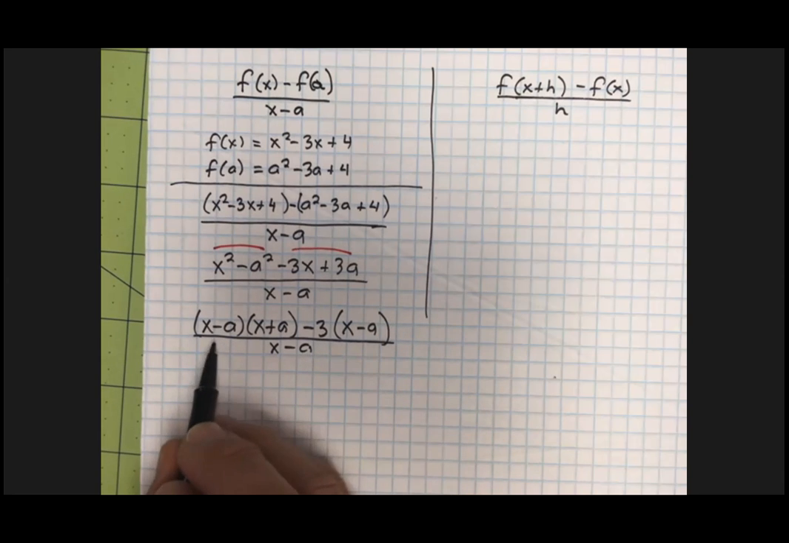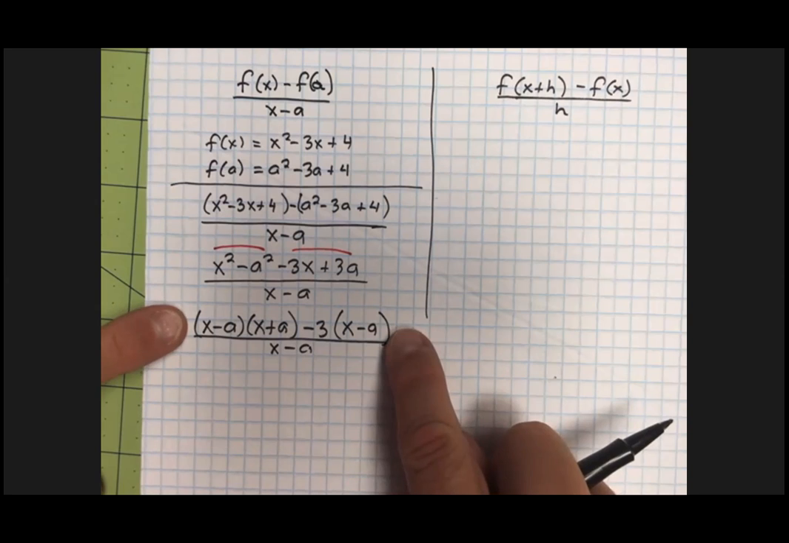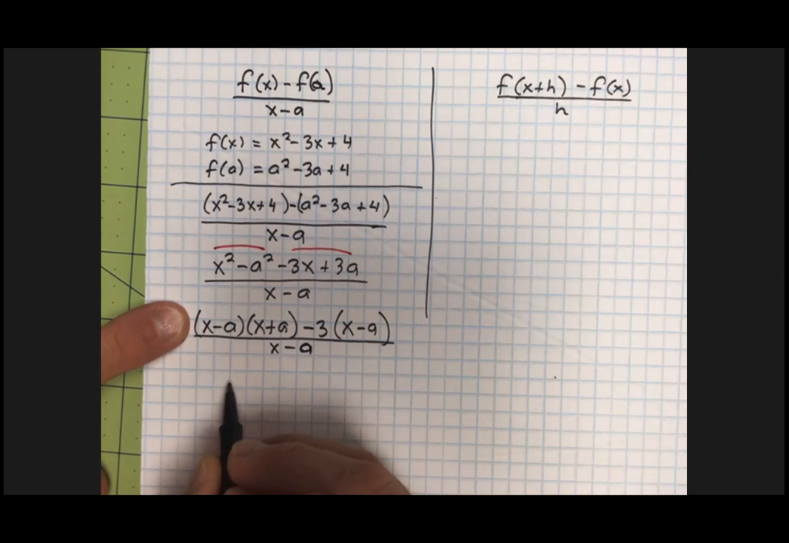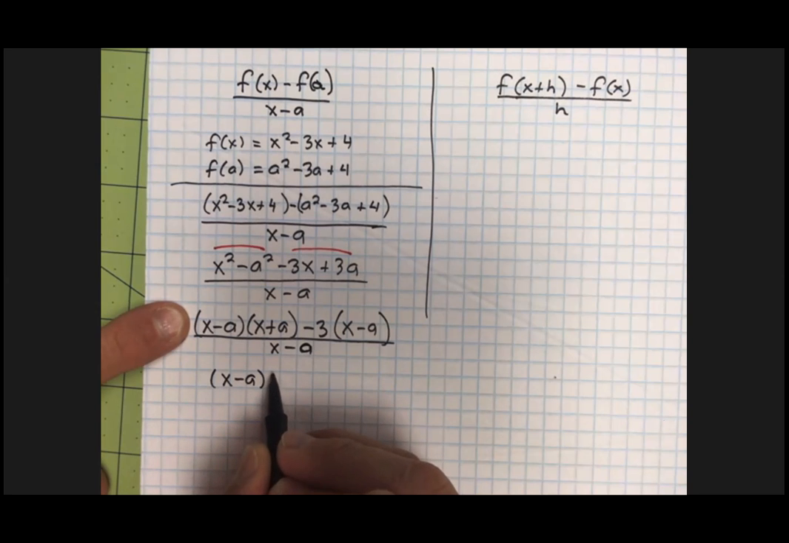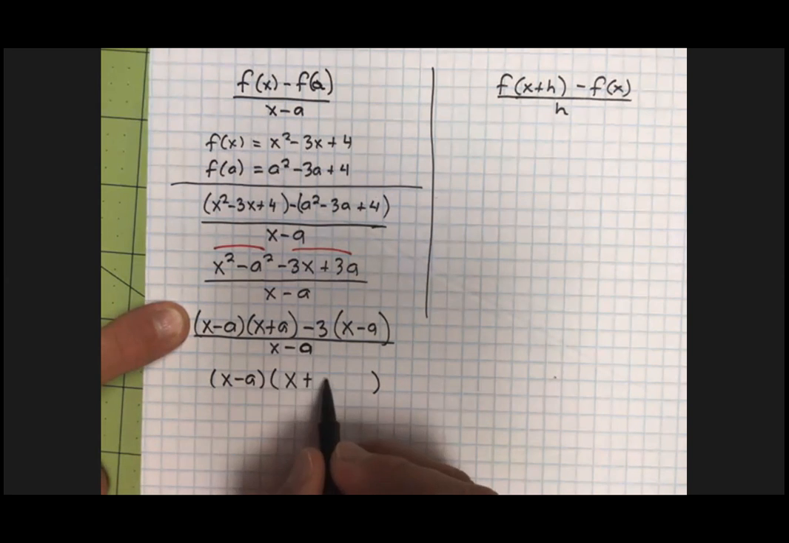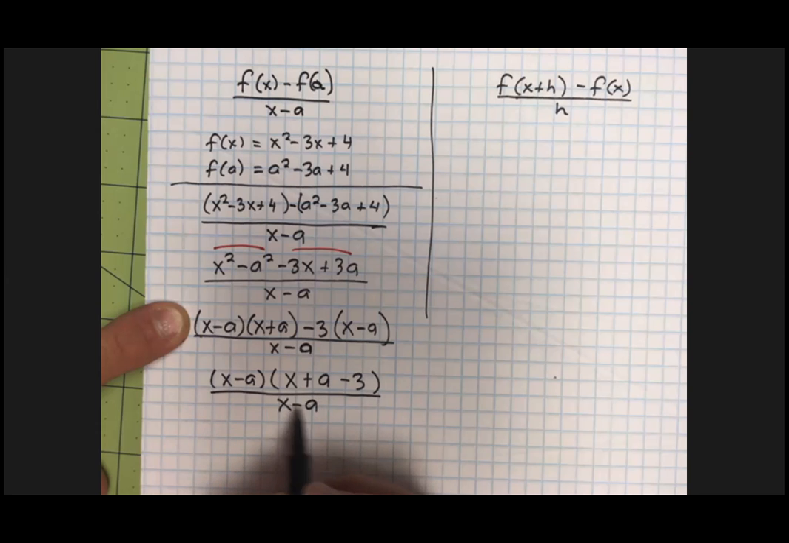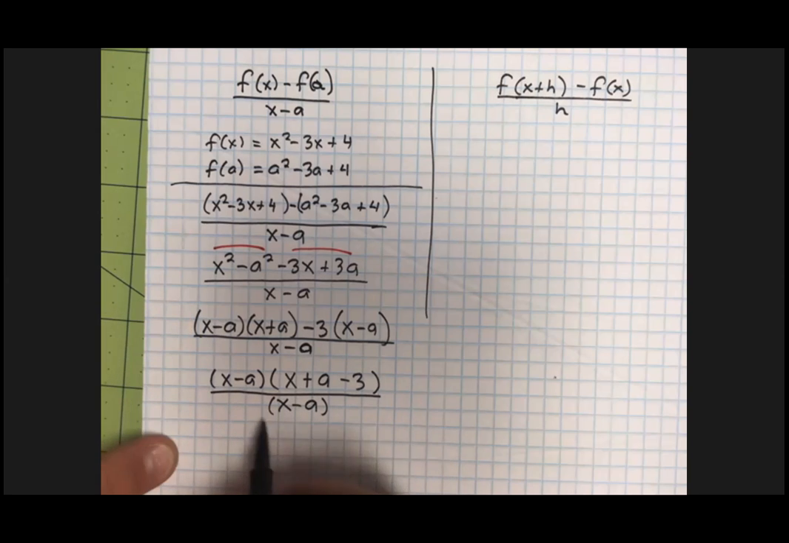I consider that excellent because that means in the top, I have two pieces that both have an x minus a. I can factor again. This is factoring by grouping. So if I factor out that x minus a in the top, what am I left with? X plus a and minus 3. What do I have on the bottom? An x minus a sitting there like it was waiting for me.